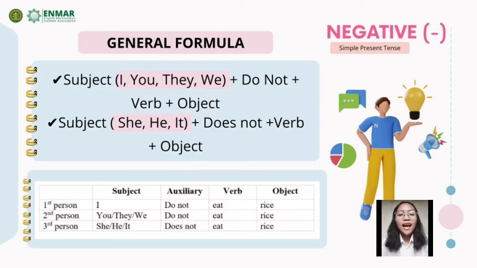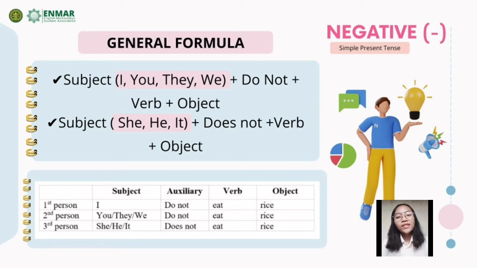And next, the material about the general formula in negative simple present tense. Subject I, you, they, we, plus do not, plus verb, plus object. About the subject she, he, it, plus does not, plus verb, plus object. In the sample, in the first person, subject I, auxiliary do not, verb eat, and object rice. In the sentence, I do not eat rice.